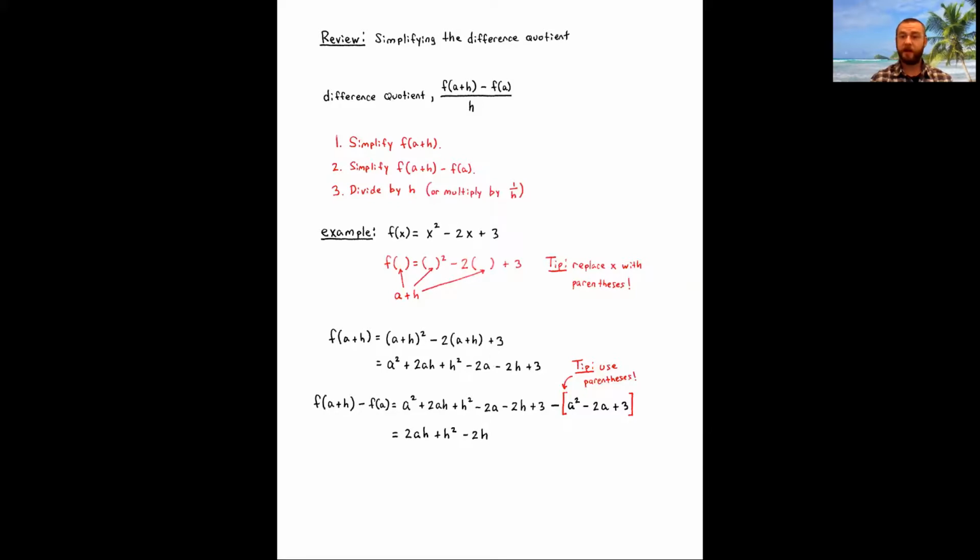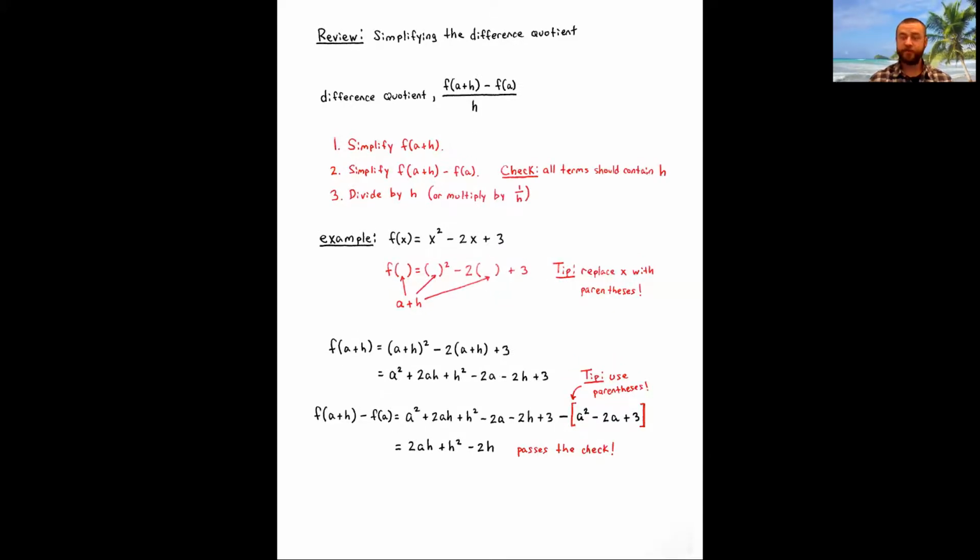We find here that after distributing that negative through the brackets, a lot of terms cancel. Everything left is going to have a factor of h in it. Notice our surviving terms are 2ah plus h squared minus 2h. So that's what we'll call the consistency check, useful for checking simple problems throughout this lecture on defining the derivative with the limit definition.